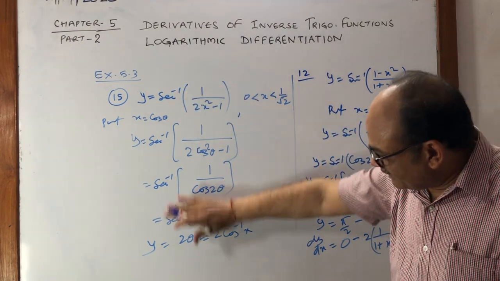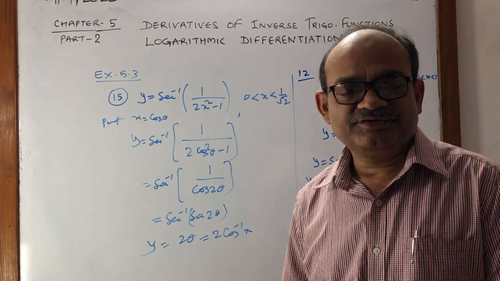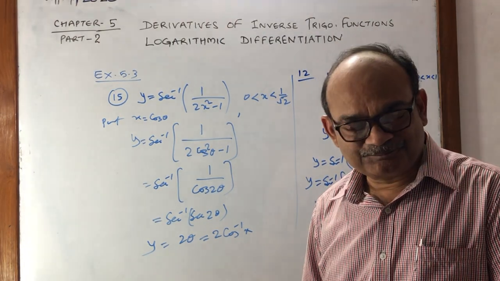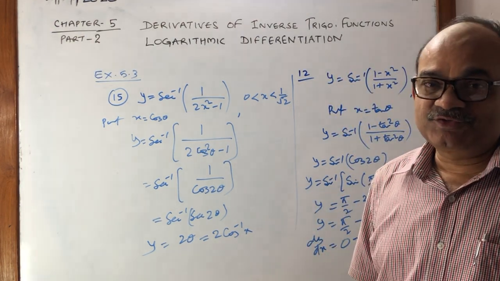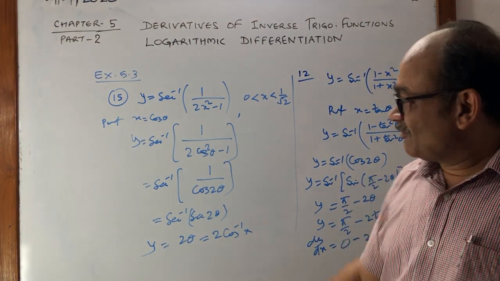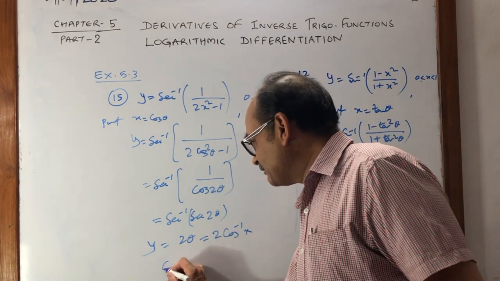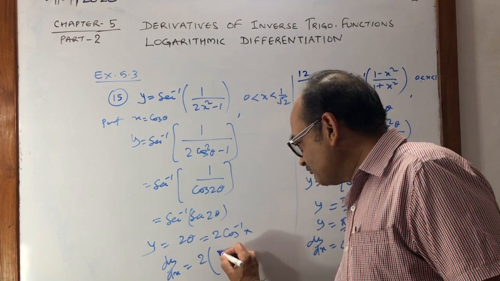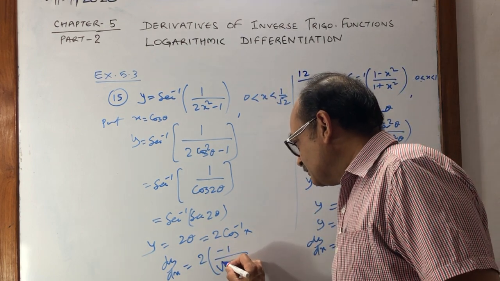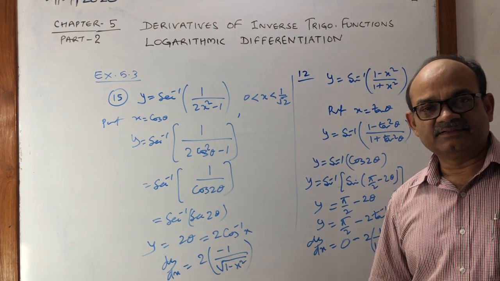This portion is, again I am saying, a revision of inverse trigonometry chapter number 2. If you have not completed, please go through our previous videos of inverse trigonometry. Then only you can solve up to this part. The last part, dy by dx. 2 constant, and derivative of this one is nothing but 1 minus x square inside the root is the answer.